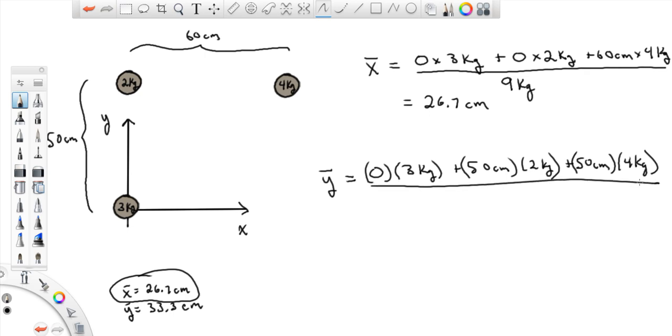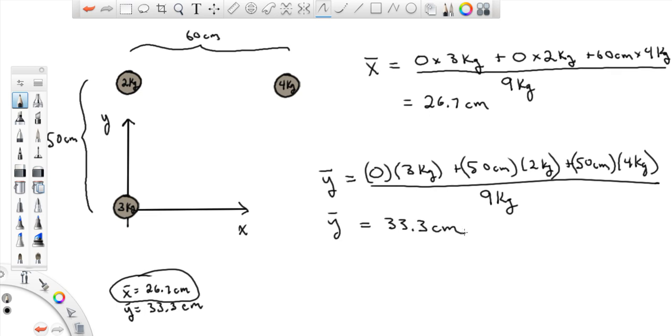And then again, we divide by the total mass of the system, which is 9 kilograms. Again, very important to realize that in each term the kilograms are canceling, and we're left with centimeters. Now, if we work this one out, I think I got 33.3 centimeters.